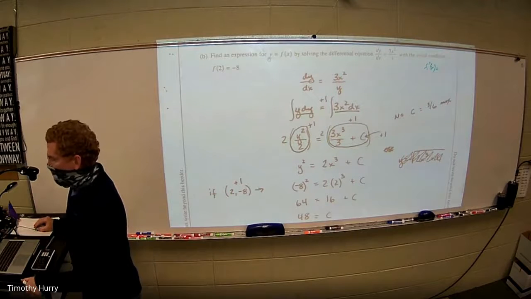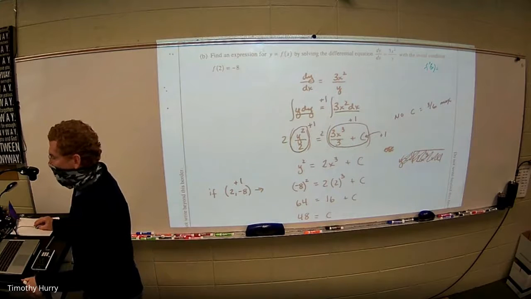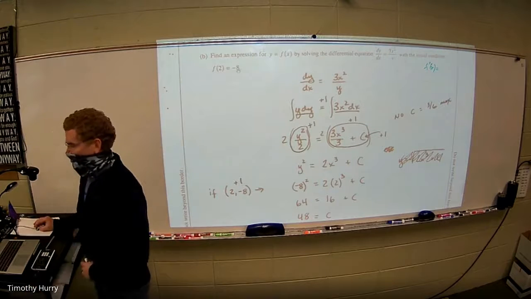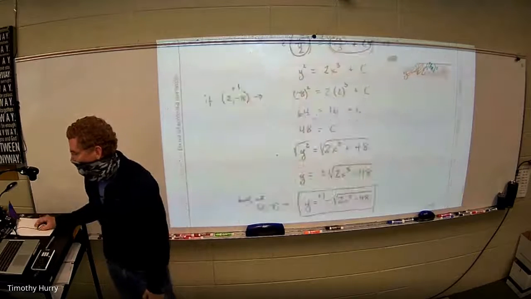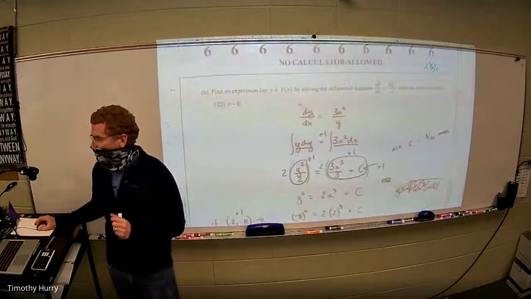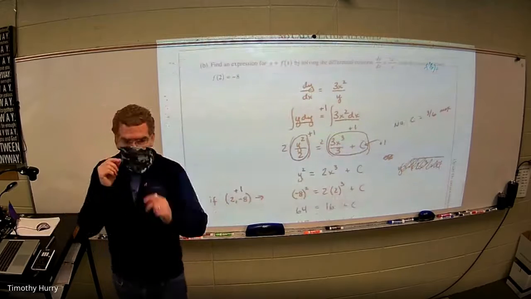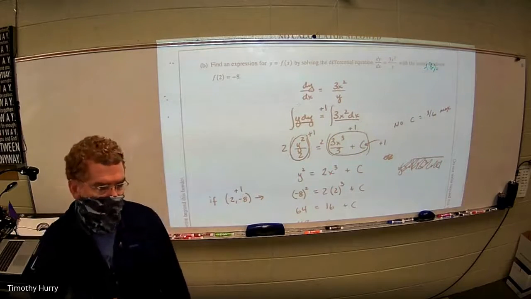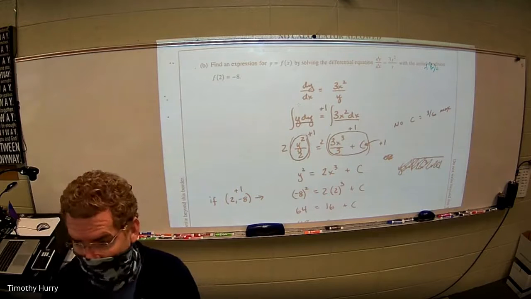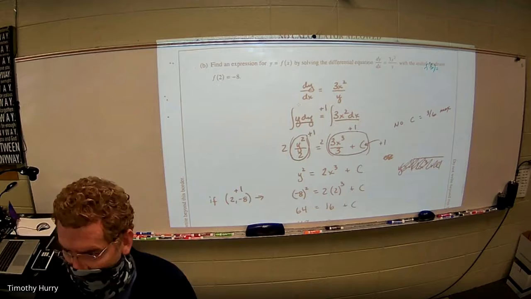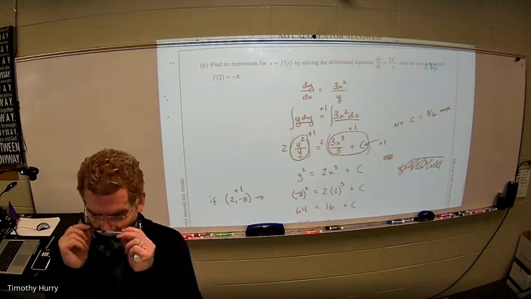Moving on, part B. Find an expression for y equals f of x by solving this differential equation with the initial condition. This is almost always a 6-point question. In this case, it was 6 on every single AP test I have in memory. I've seen it as little as 3, but almost every year. And when I say almost, I might be able to think of one in the last 15 years that didn't give you either 5 or 6 points.